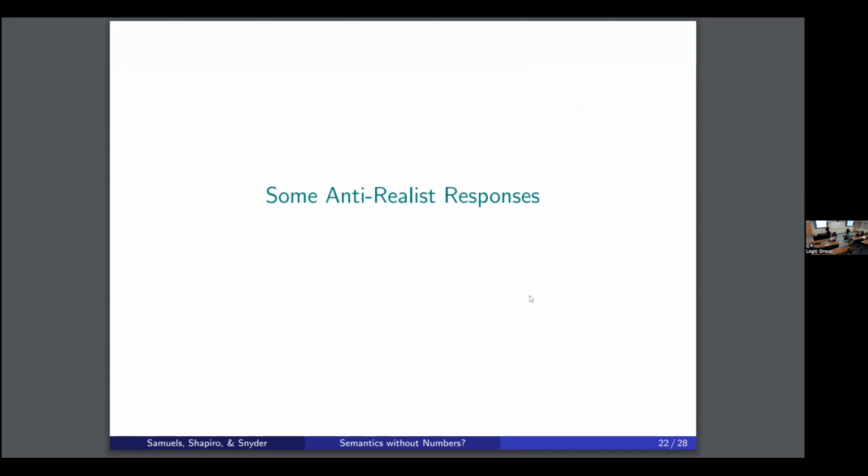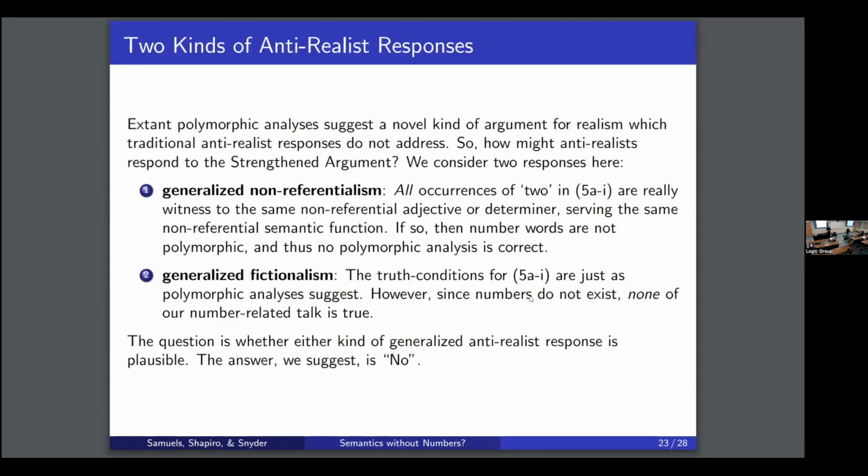So I've given you the new argument, right? The strengthened argument. Obviously, I've convinced everyone here, but what if you're an anti-realist? What if you're a non-referentialist or a fictionalist? What are you going to do in response to this new argument? Well, we'll give you 2 options. Obviously, we could look over all possible options, but that would take forever. So we're just going to look at 2 very general sorts of options and see what's wrong with them.